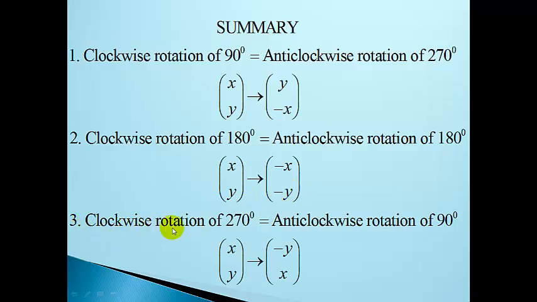Three, clockwise rotation of 270 degrees is equal to anti-clockwise rotation of 90 degrees. The two rotations have the same mapping, xy maps to minus yx. So take note, clockwise rotation of 90 equals anti-clockwise of 270 degrees. Clockwise rotation of 180 degrees is equal to anti-clockwise rotation of 180 degrees. And clockwise rotation of 270 degrees is equal to anti-clockwise rotation of 90 degrees.